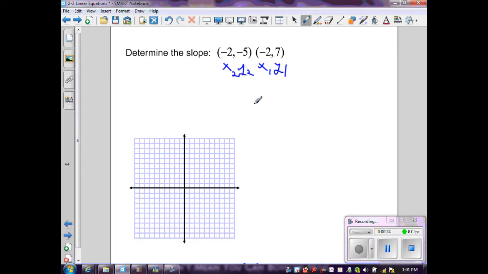Let's substitute into our slope formula. m equals y sub 2, a negative 5, minus y sub 1, 7, over x sub 2, a negative 2, minus x sub 1, a negative 2. When I simplify, that's going to give me a negative 12 over a negative 2 plus 2, which is 0. Therefore, this slope is undefined.